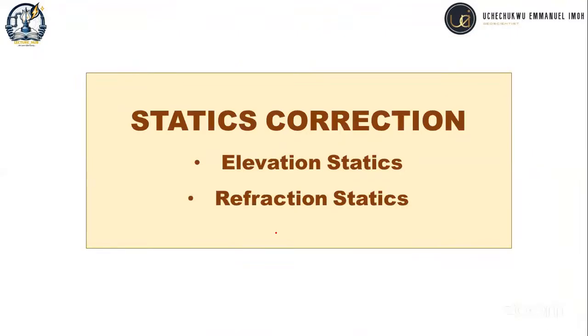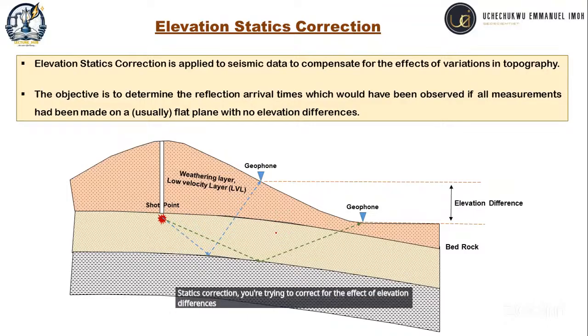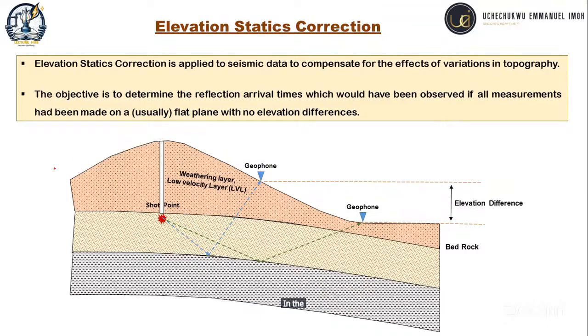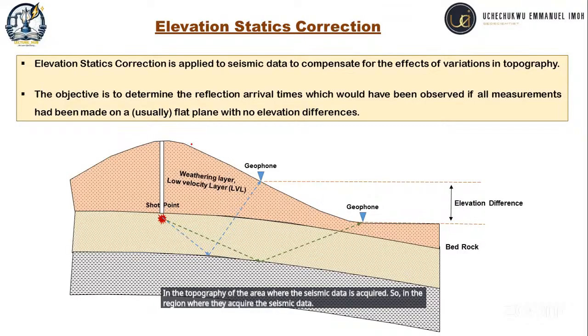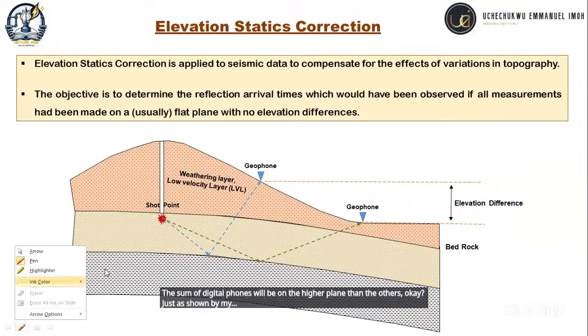So after that, statics correction. So what is statics correction? In statics correction, you're trying to correct for the effect of elevation differences in the topography of the area where the seismic data is acquired. So in the region where I acquire the seismic data, some of the geophones will be on a higher plane than the others, okay? Just as shown by my cartoon on the screen.